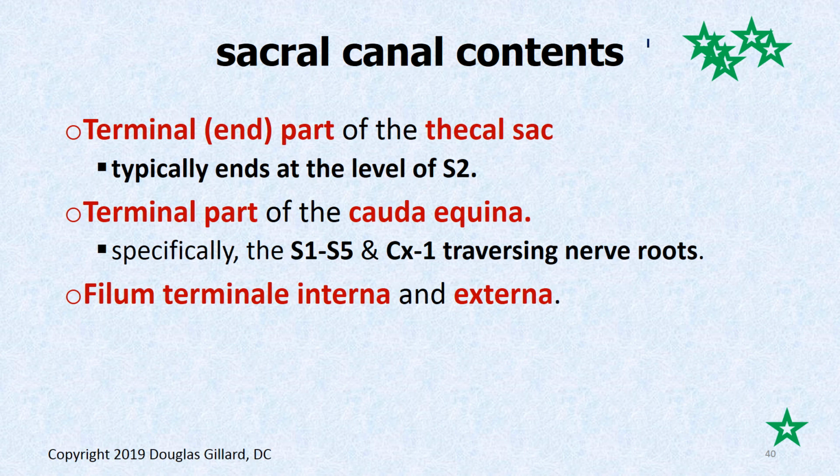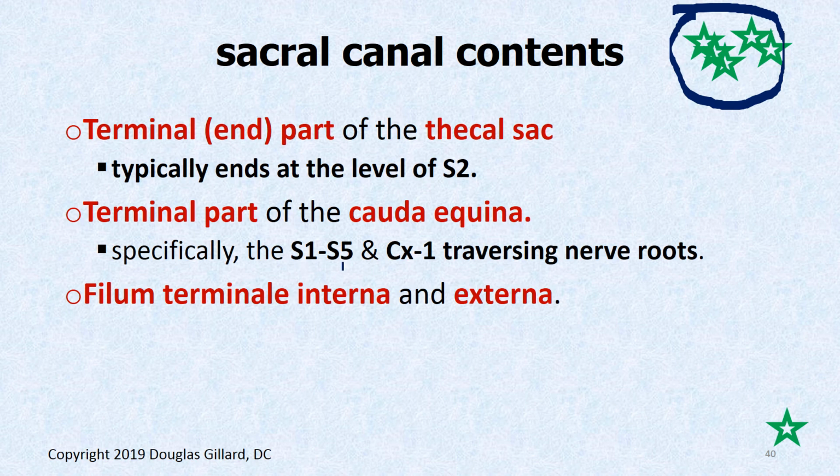This is a great slide, look at all the stars here for first quarter. That's a lot of stars. I like this slide. So what is contained within the sacral canal? Well, the thecal sac, aka dural sac, is contained in part of the sacral canal. It ends at the level of S2. The cauda equina hangs in the thecal sac, so it's also contained by the sacral canal. So the terminal part of the cauda equina. Specifically, we can tell you exactly who's in there.